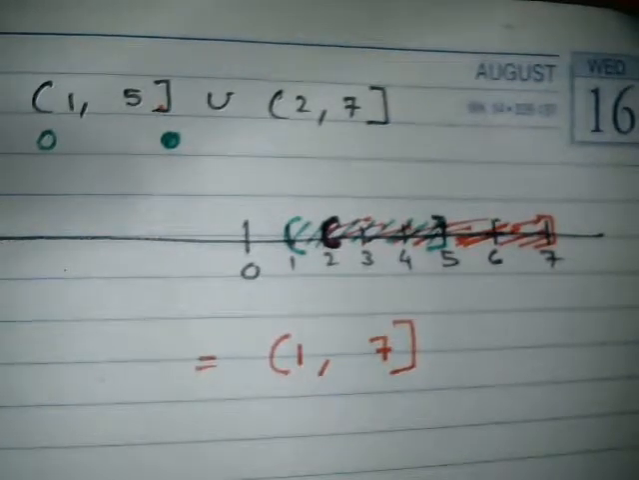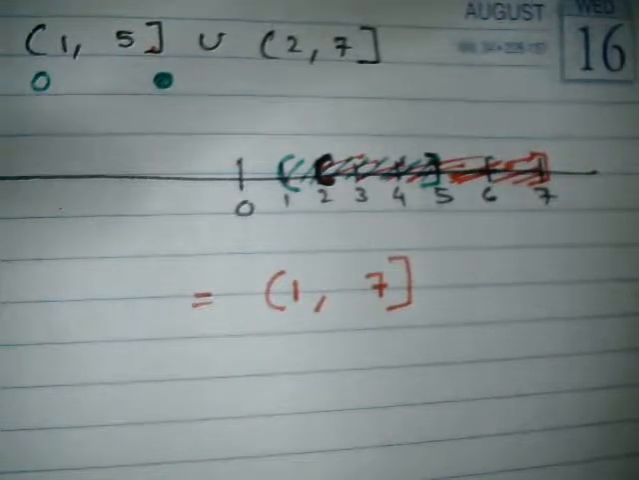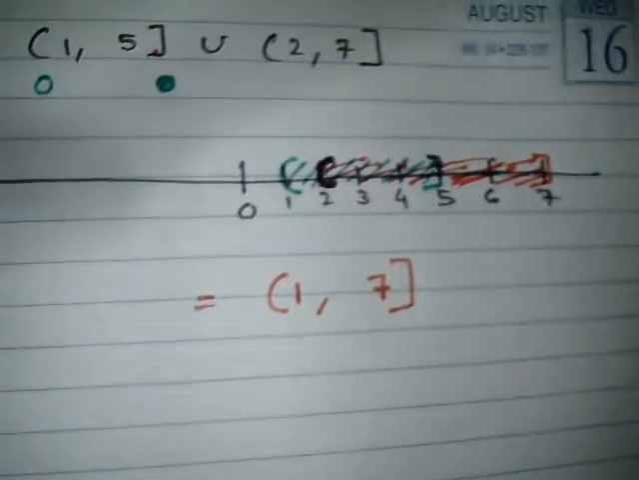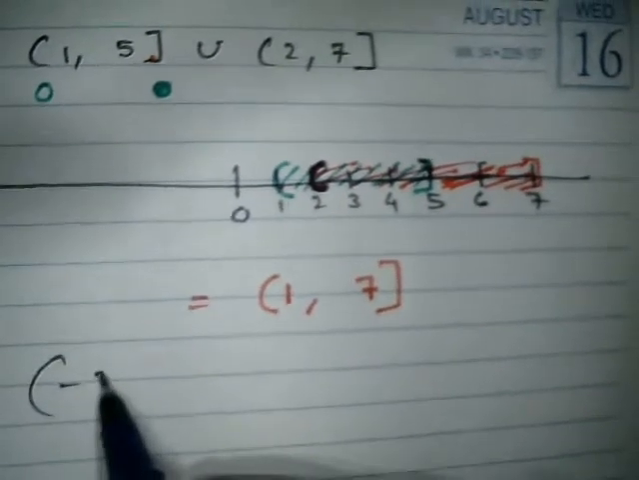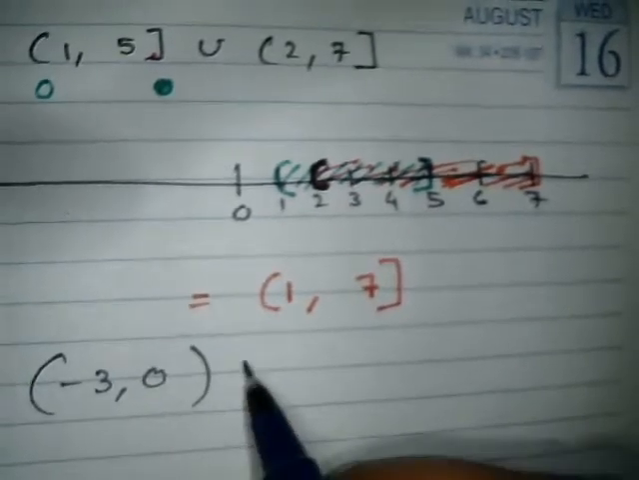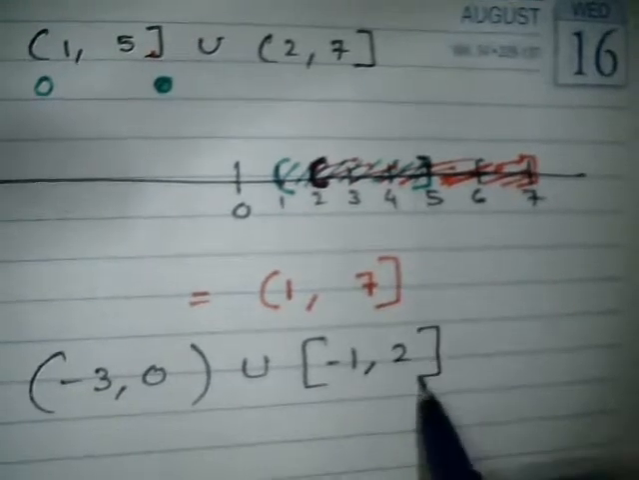Okay, that second question is going to be (-3, 0) union [-1, 2]. Okay, on 1, 2 it is a square bracket.